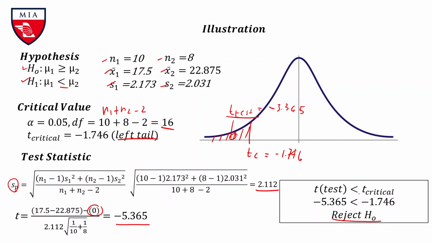So our t-test is less than t-critical. Negative 5.365 is less than negative 1.746. Therefore, again, we can reject the null hypothesis. And again, the t-test statistic is in the critical region. Therefore, we can reject the null hypothesis.